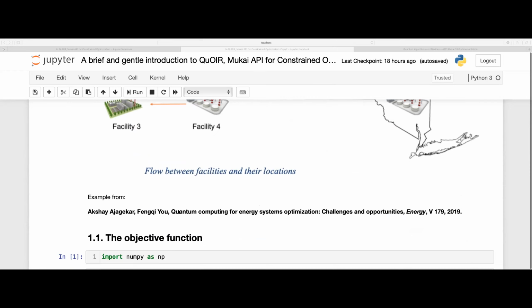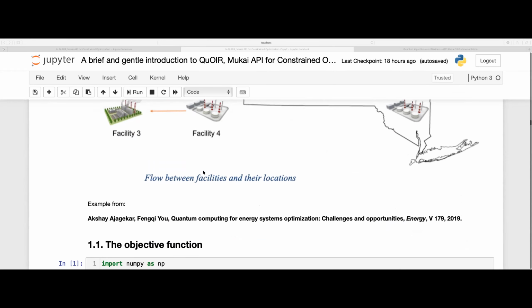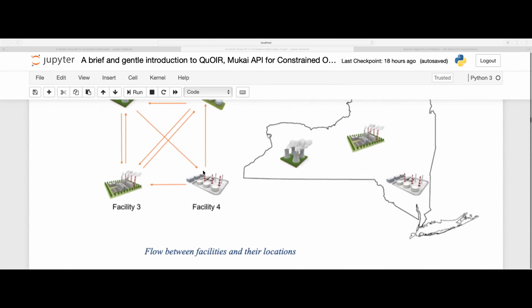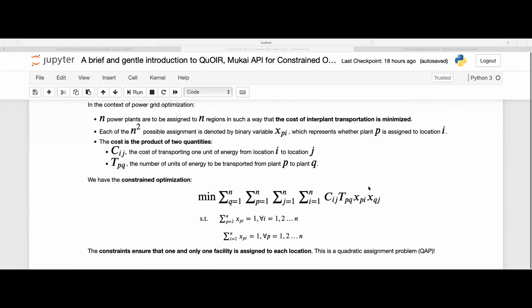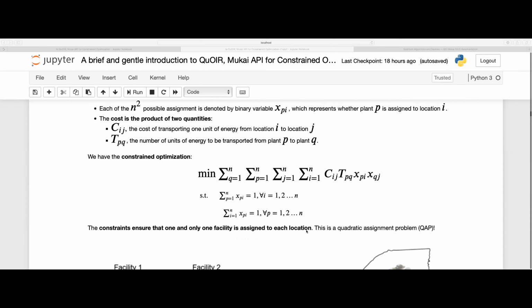Now that's okay if you don't fully understand the example. That's not the goal here. But what I want you to appreciate is this is a constraint optimization problem where we have a cost function to minimize and a certain number of constraints to satisfy. And I'll be solving this using Mukai.